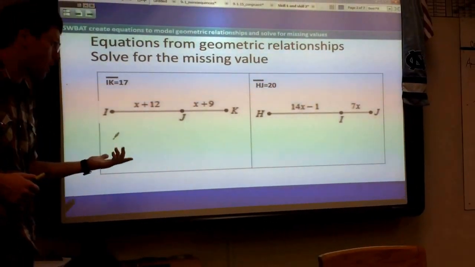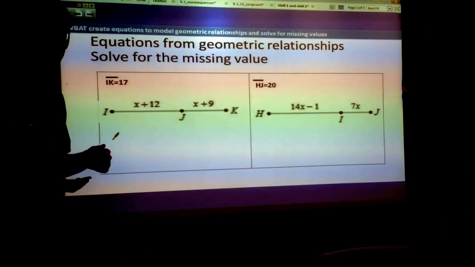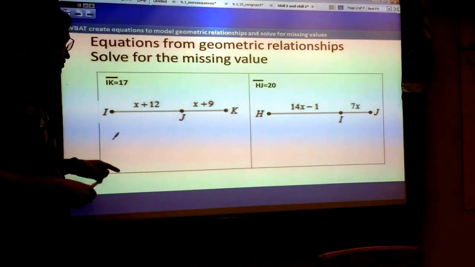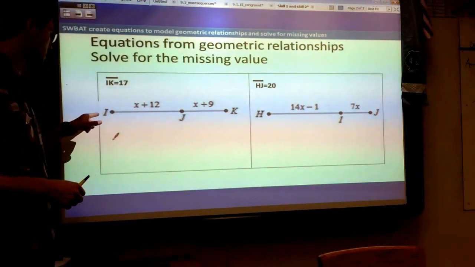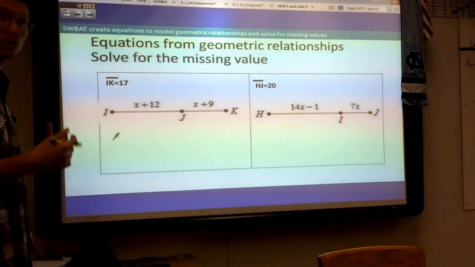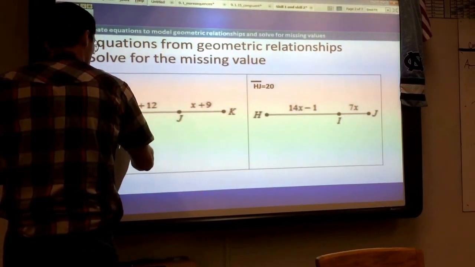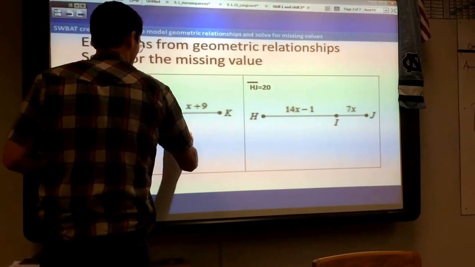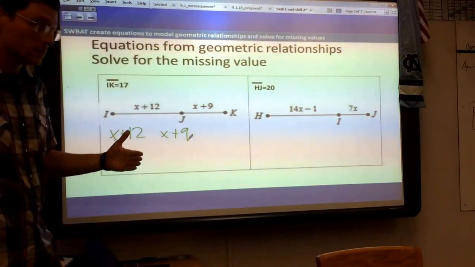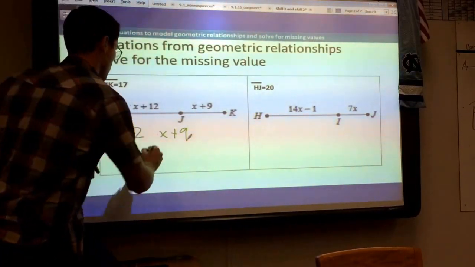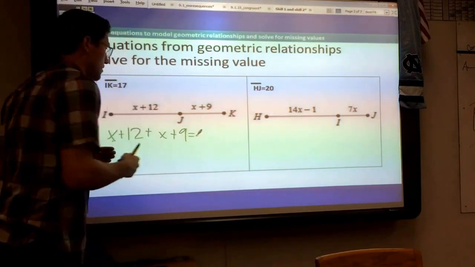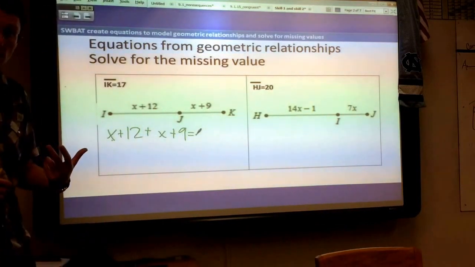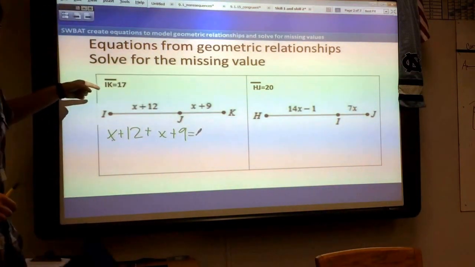All right, guys, and these ones are much the same as the ones Mr. Baki already talked about. They're just continuing to get more difficult, okay? So first thing we need to do is we look for our pieces. Same thing as before, we've got 2 pieces, okay? Our 2 small pieces are x plus 12, and this one over here is x plus 9. And when I add those things together, I get the full line segment, which goes from I all the way to K. And this problem also gives us the value of IK right up here, okay?